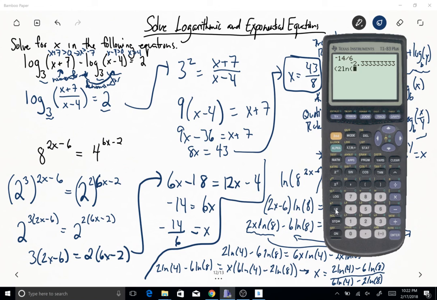You get 2 natural log of 4 minus 6 natural log of 8. Close the parentheses for the numerator, and now I need to start a parentheses for the denominator. 6 natural log of 4, and then minus 2 natural log of 8.